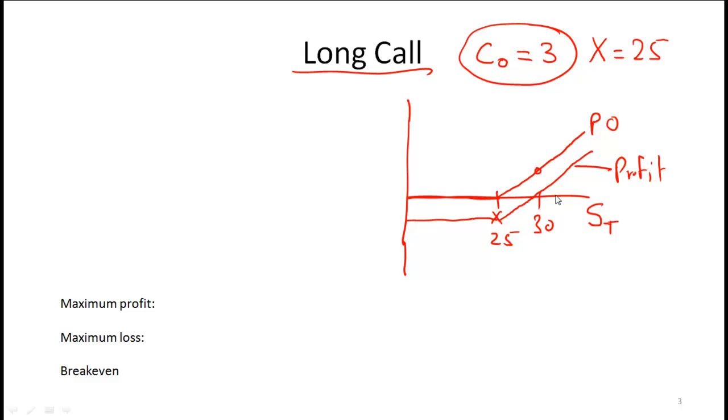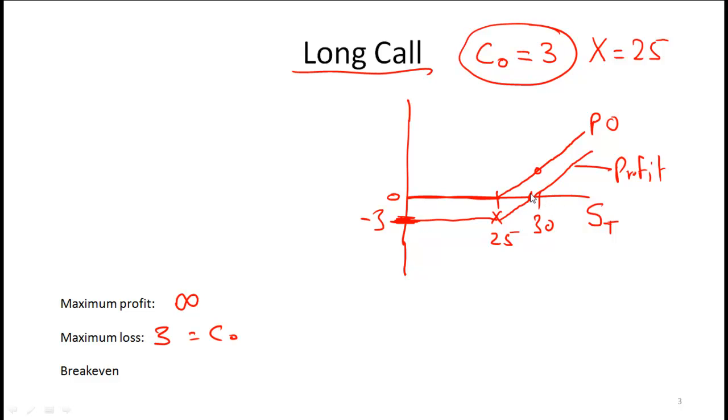What is your maximum possible profit? The maximum possible profit is infinite, because if the stock price is very high, then the profit will be very high. There is no upper bound on the profit, so we can simplistically say that it's infinite. What's our maximum loss in this scenario? The maximum loss is the amount that we paid for the option. If the option ends up out of the money, then our loss is simply $3. This $3 loss is our maximum possible loss, and this is C0, the option premium. C0 is the general term. If you had paid $4 for this option, then your maximum possible loss would have been $4.